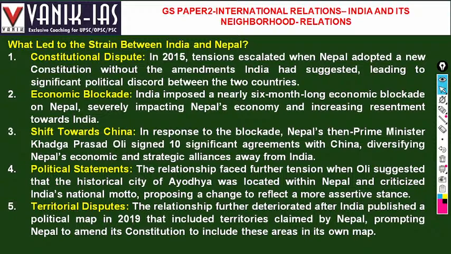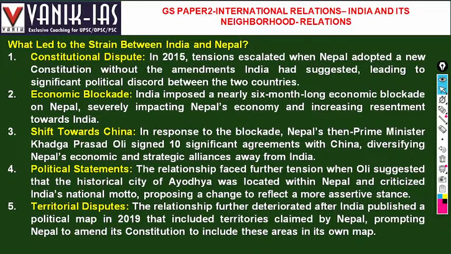Constitutional dispute in 2015. Tensions escalated when Nepal adopted a new constitution without the amendment India suggested, leading to significant political discord between the two countries. Because prior to that, India and Nepal were very closely linked with each other, and as Nepal adopted the constitution without accepting the recommendations made by India, it infuriated India and the relation started to be affected.